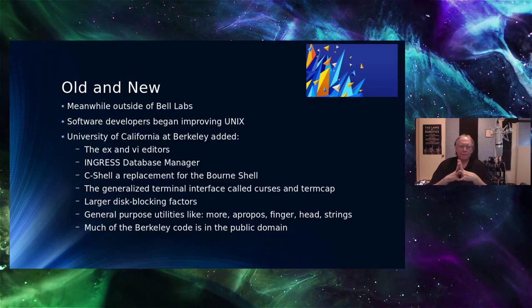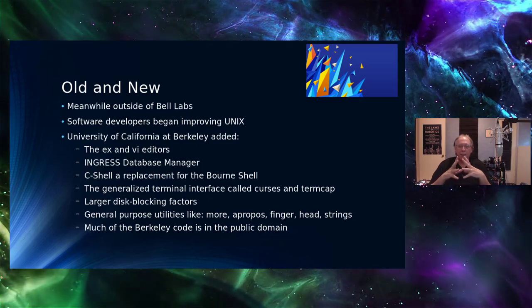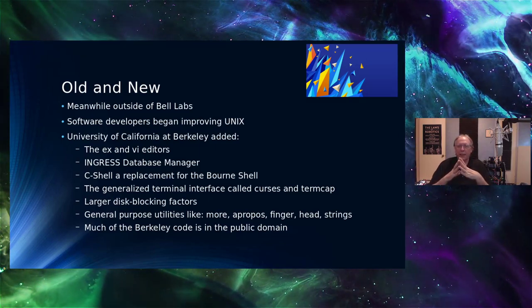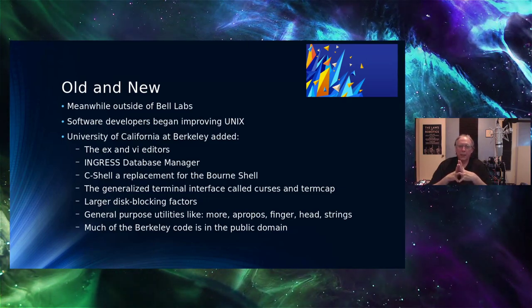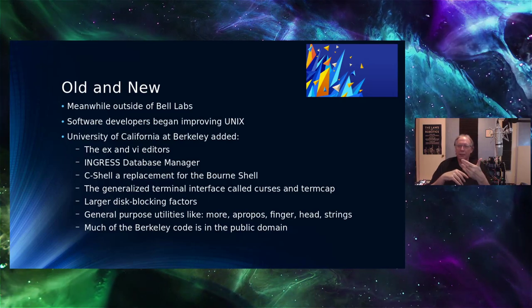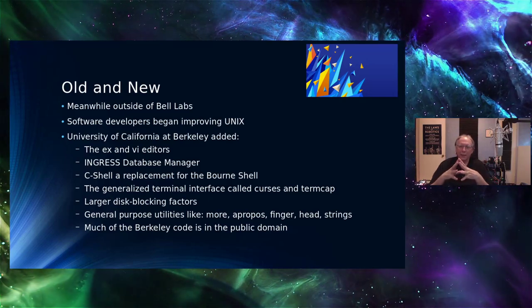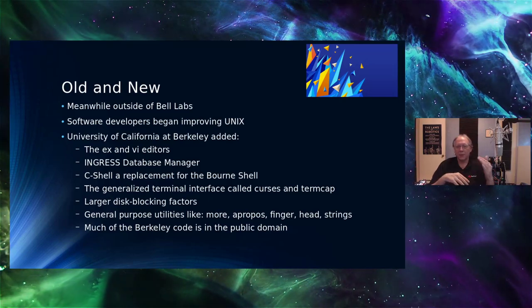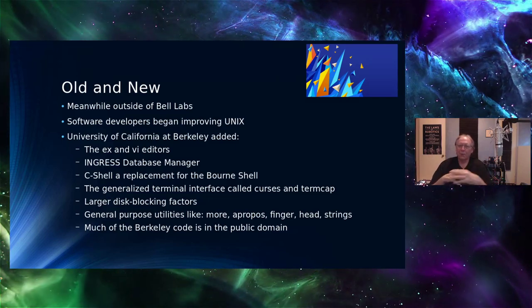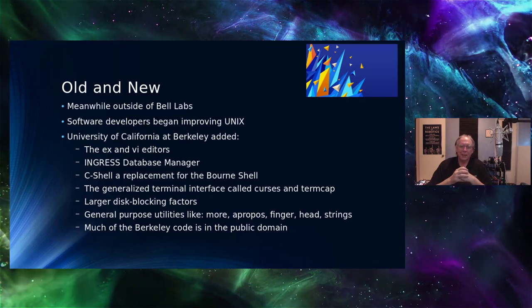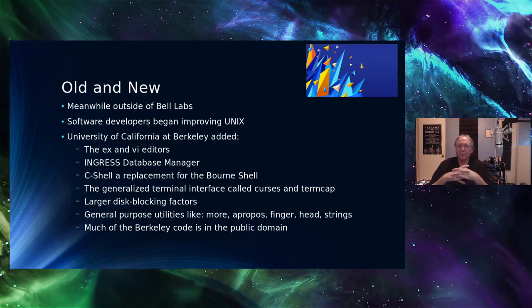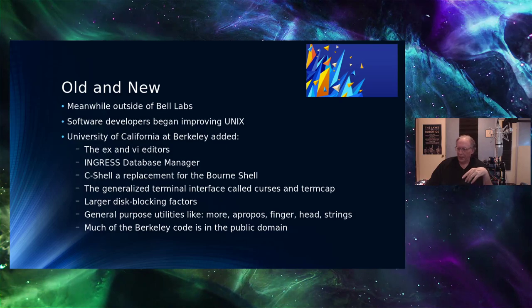But there were a number of general purpose utilities that were added as well, like More and Apropos, Finger, Head, and Strings. Tail, by the way, came out later. Head was the original. It displayed the top part of the file up to a certain point, and then tail would display the bottom part of the file up to a certain point. So, yeah, much of that code was placed in the public domain.